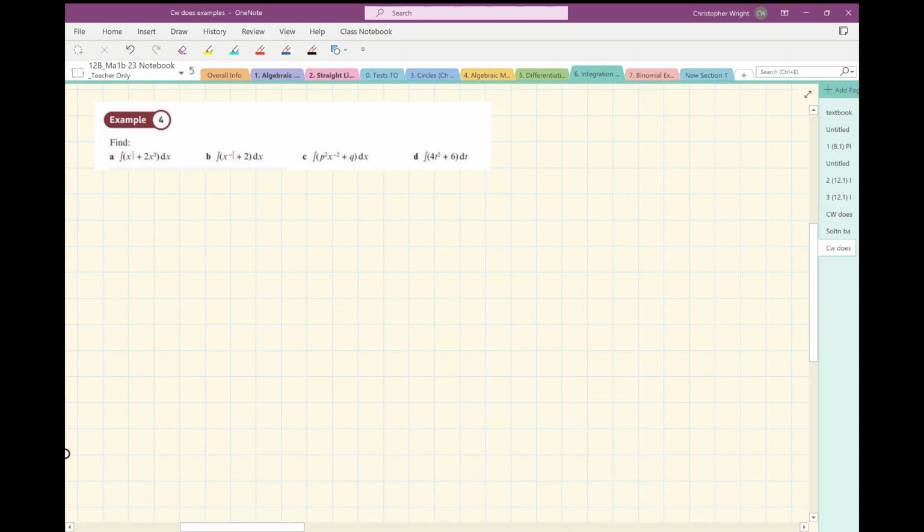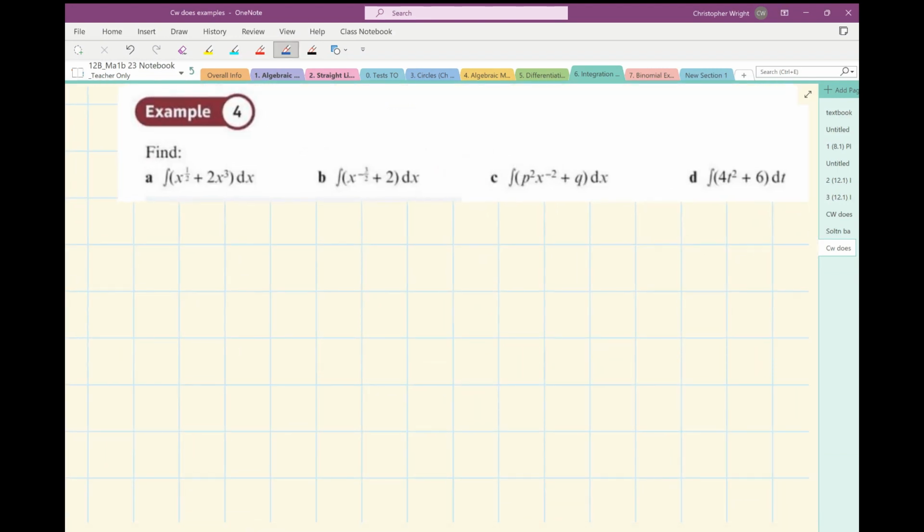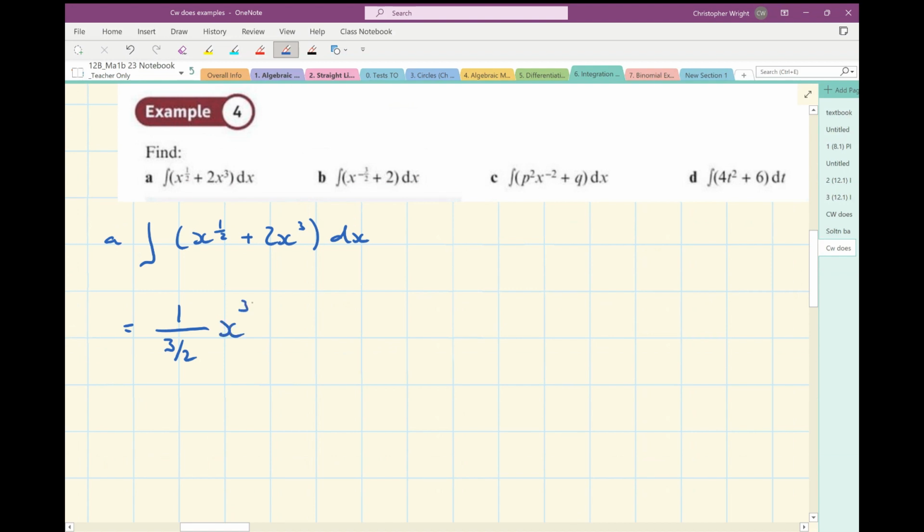Example 4. Right, in part A here, we need to integrate x to the power of a half plus 2x cubed. Right, so we will integrate each of those term by term. So the x to the power of a half, you need to think about that as 1 times x to the power of half. So we're going to have the coefficient divided by the new power times by x to the new power plus 2 over, well, the new power is going to be 4, x to the power of 4 plus the constant term.